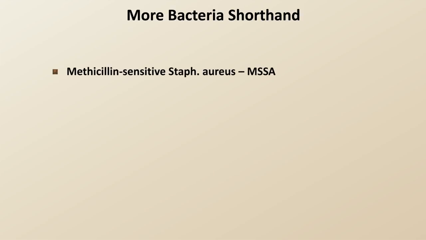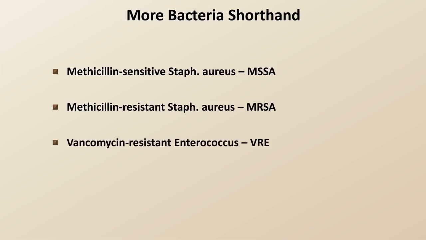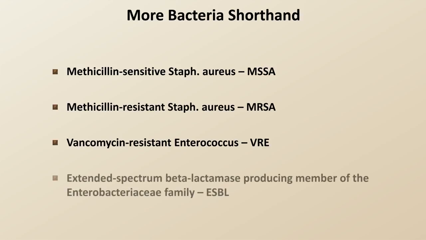Methicillin-sensitive Staph aureus is called MSSA. Methicillin-resistant Staph aureus is MRSA. Vancomycin-resistant Enterococcus is VRE. And any member of the Enterobacteriaceae family that produces an antibiotic inactivating enzyme called extended spectrum beta-lactamase is often called ESBL.